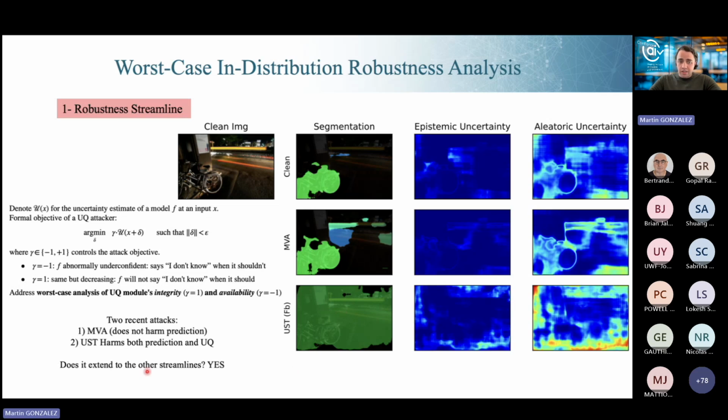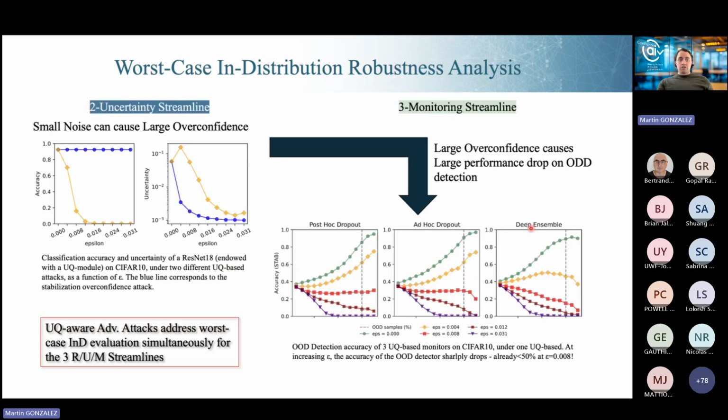And the question is, does this extend to these other streamlines? Because you can say, okay, we're starting an evaluation protocol that is starting on the robustness streamline, right? Well, actually, they do extend to these other streamlines because indeed, these very small noises can cause large overconfidence for these very same two attacks. You can make a model maintain its accuracy, which is in blue, while absolutely making its uncertainty estimates unreliable, or actually damage both.